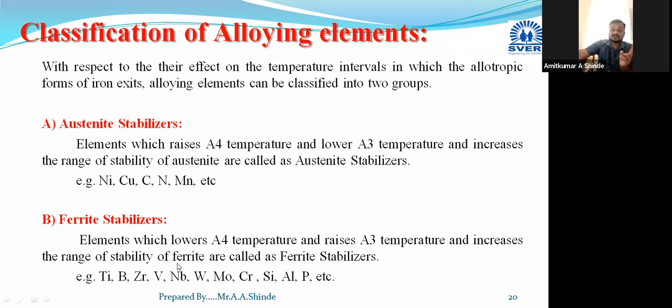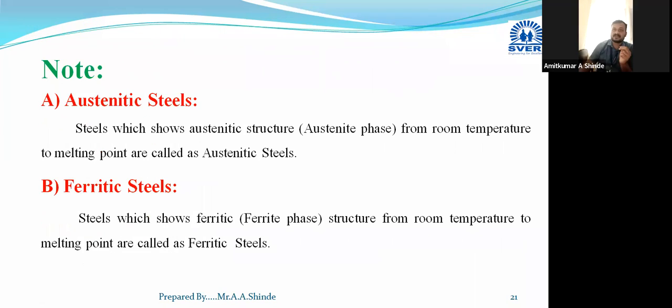Steels which show austenitic structure, that is the austenite phase from room temperature to its melting point, are termed as austenitic steels. And steels which show ferritic structure, meaning only the ferrite phase from room temperature up to its melting point, are termed as ferritic steels. Austenitic steels and ferritic steels.